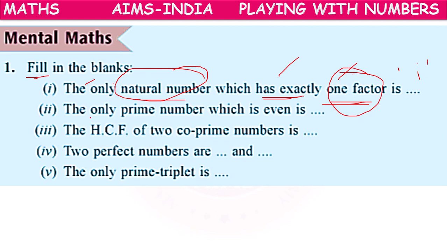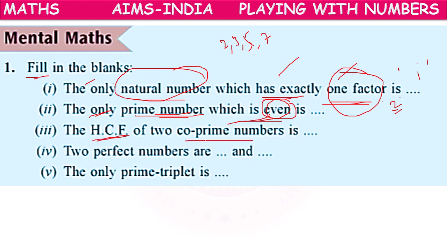The only prime number which is even. What is the only prime number which is even? Because the prime numbers start from 2: 2, 3, 5, 7 and so on. So the only prime number which is even is nothing but 2.